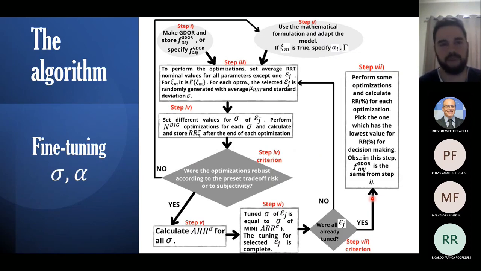Okay, here is the algorithm. It's not easy for a first look, but I will try to summarize it here. We already saw in the graphical abstract what it does. And basically the first step, you are going to calculate your GDOR, or you're going to specify it. Then you are going to use the mathematical formulation to adapt the model, okay?